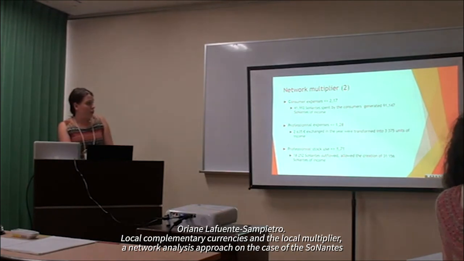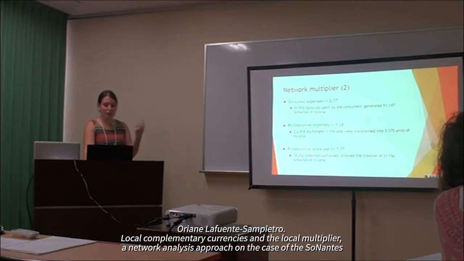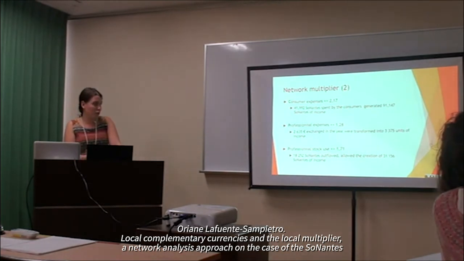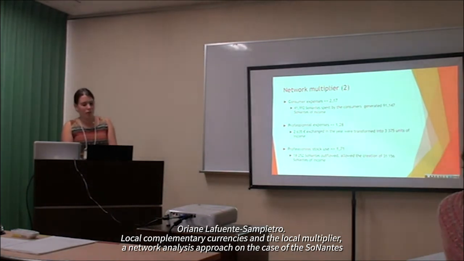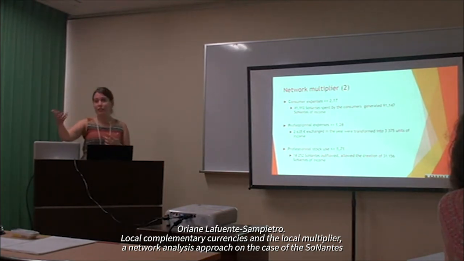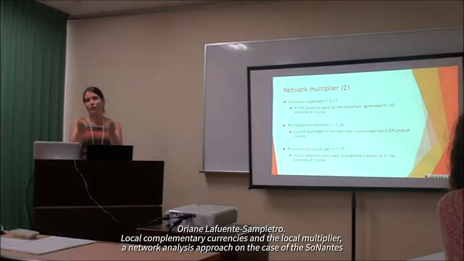The second multiplier I compute is the professional expenses. The professionals sometimes exchange euro and sonant too. And I look at which other firms they are trading with. And this one is really lower, because it means that when the professionals exchange euros and sonants, the people to whom they give it don't use it after that. So they are blocked on the second part.